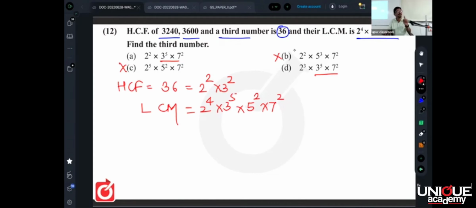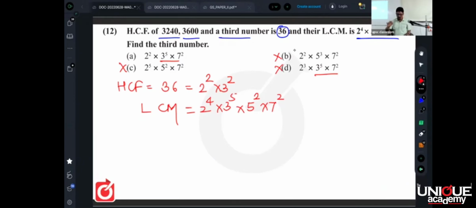So 2's power in HCF is 2 and in LCM is 4. So nothing to do with 2 raised to 3 there. Are you getting me? 2 raised to 3 doesn't have any role in HCF and LCM, right? Because if 2 raised to 3 is the answer, that means both these limits, 2 raised to 2 as well as 2 raised to 4, are already being obtained. So in that case, in the third number, 2's power doesn't matter whether it is 2 raised to 2, 2 raised to 3 or 2 raised to 4. Are you getting me? Okay, so that's why option D will also be eliminated.